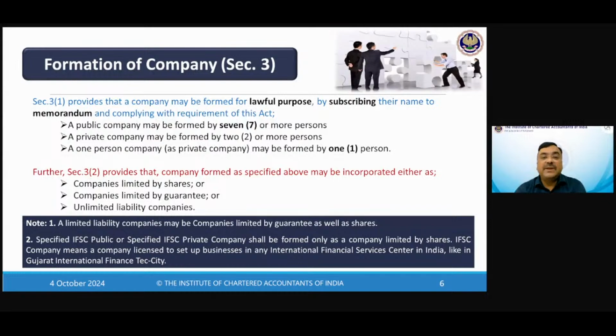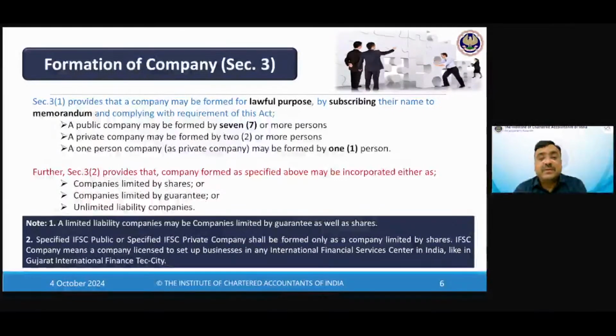It provides that a company may be formed for lawful purpose by subscribing their name to memorandum and complying with the requirements of that Act. A public company may be formed by 7 or more persons, at least 7. A private company may be formed by 2 or more persons. A one-person company, as a private company, may be formed by 1 person.